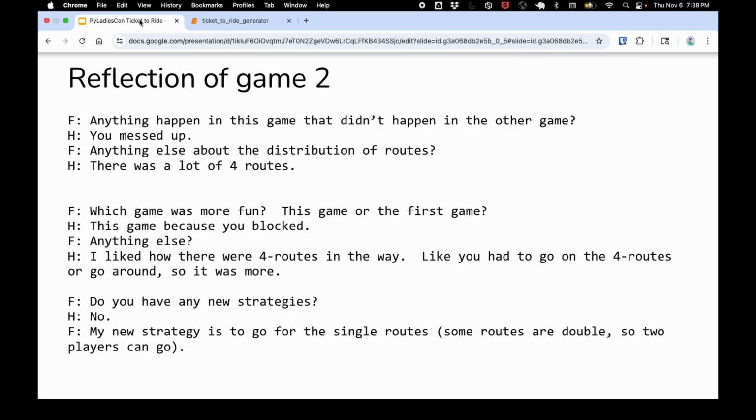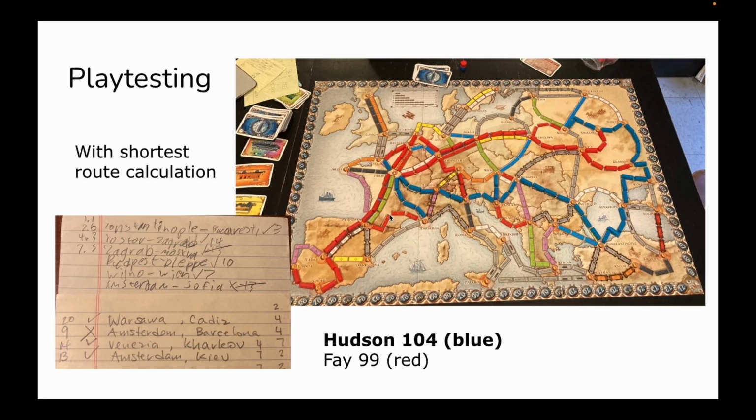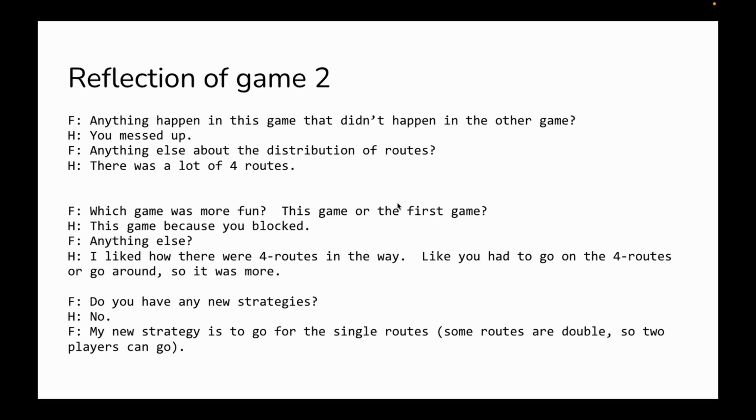And we had a little reflection. Anything happen in this game that didn't happen in the other game? You messed up. Anything else about the distribution of routes? There's a lot of 4 routes. Like 1, 2, 3, 4, 5, 6, 7, 8. So these are routes of length 4.